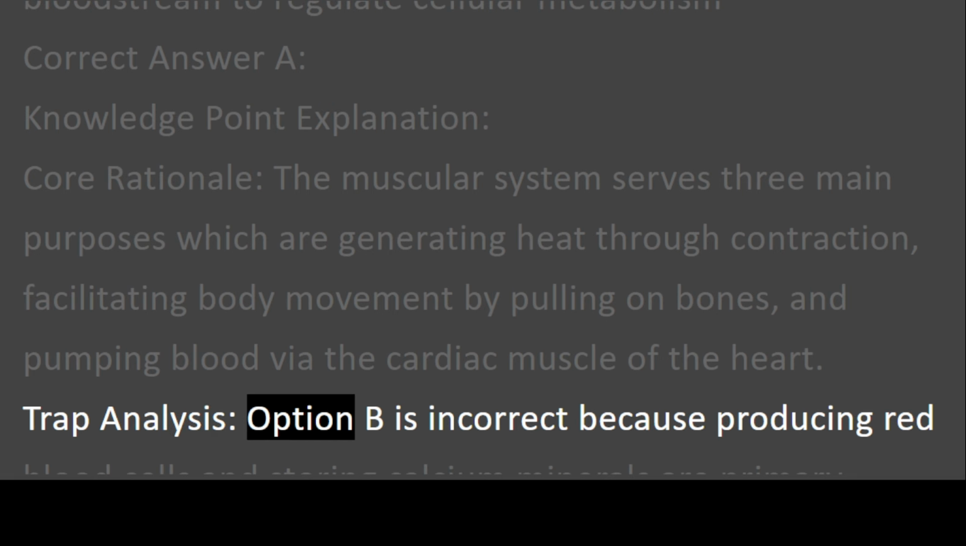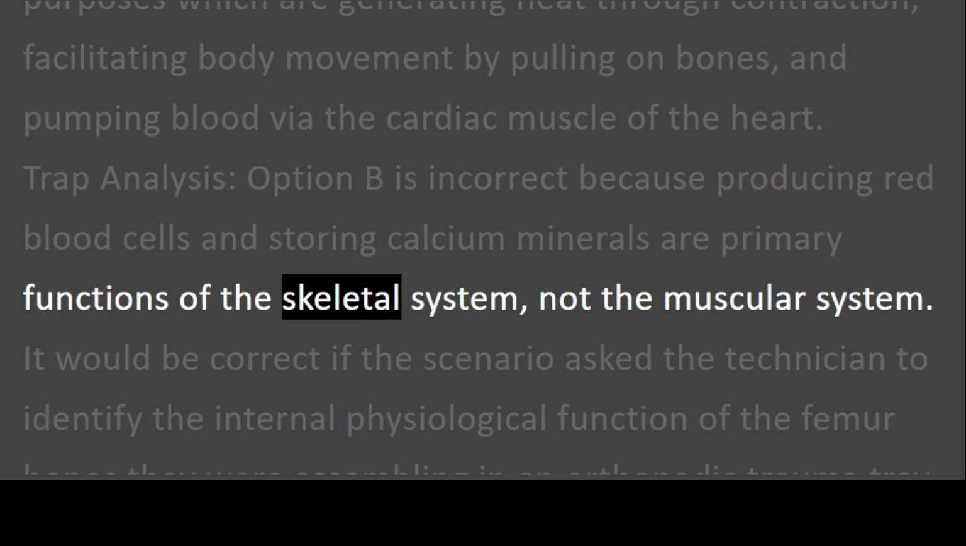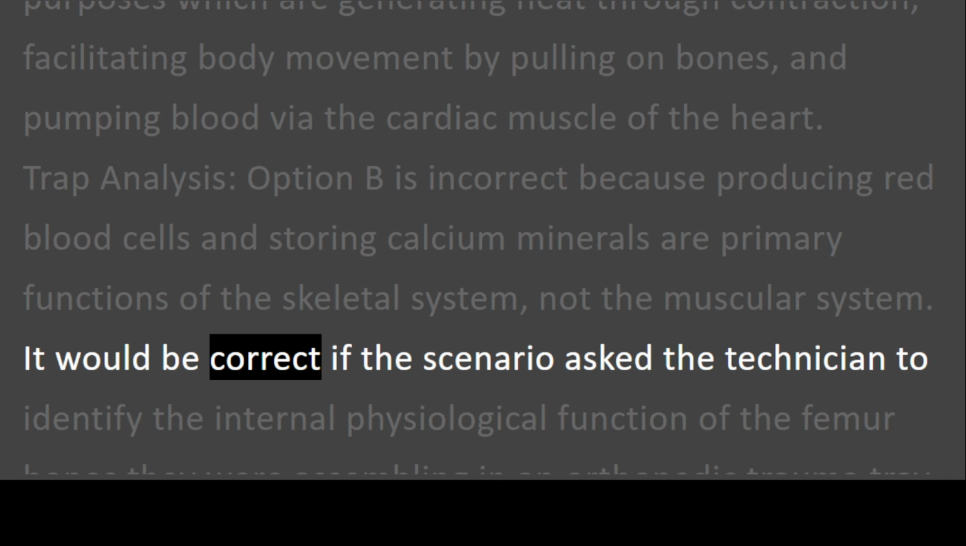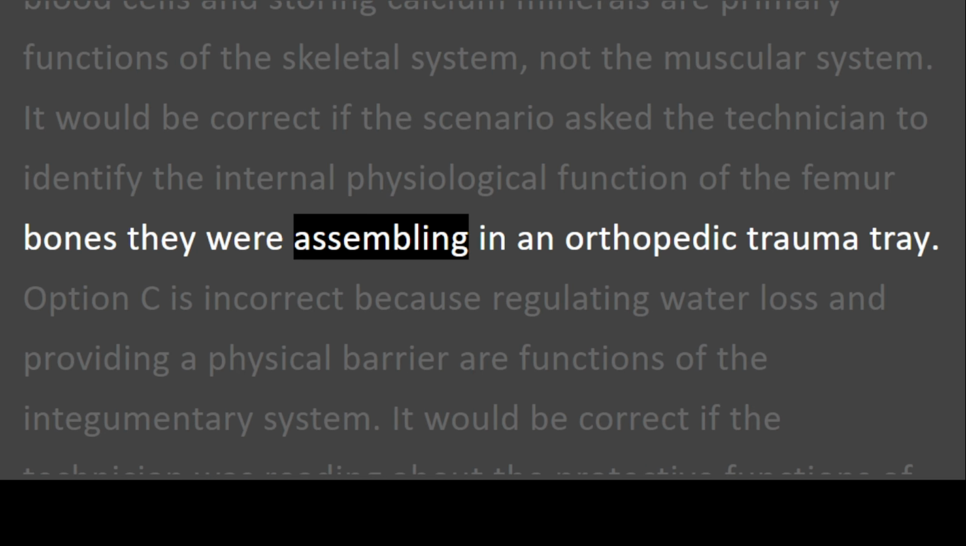Trap analysis. Option B is incorrect because producing red blood cells and storing calcium minerals are primary functions of the skeletal system, not the muscular system. It would be correct if the scenario asked the technician to identify the internal physiological function of the femur bones they were assembling in an orthopedic trauma tray.